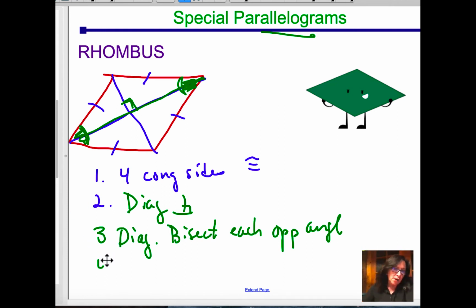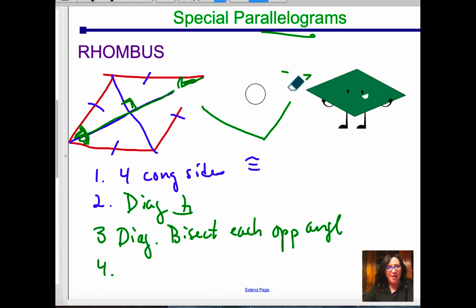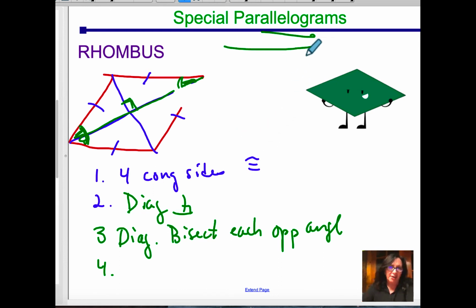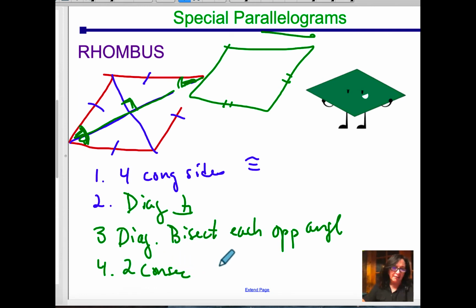And also one other kind of tricky characteristic to a rhombus, and that is not a very good rhombus, and that is if you have 2 consecutive sides like this, right? If it's a parallelogram and 2 consecutive sides are congruent, it's a rhombus. So a rhombus can just have 2 consecutive sides congruent, and then therefore it is a rhombus.